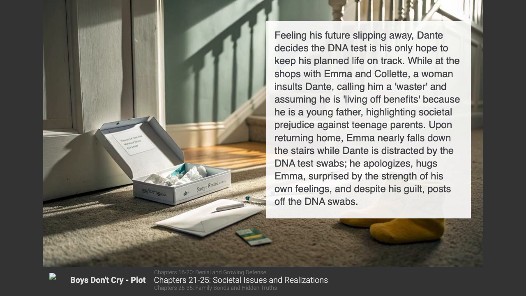Upon returning home, Emma nearly falls down the stairs, while Dante is distracted by the DNA test swabs. He apologizes, hugs Emma, surprised by the strength of his own feelings, and despite his guilt, posts off the DNA swabs.